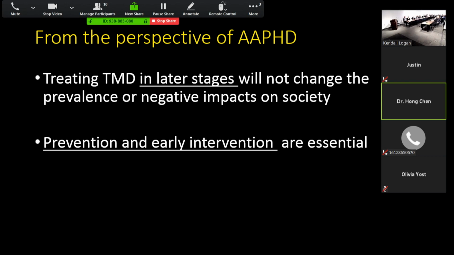Secondly, from our perspective, treating TMD in later stages will not substantially change the prevalence or negative impact on society. Instead, prevention and early intervention are essential in bringing substantial changes. To understand this better, let's look at TMD prevalence across the lifespan.